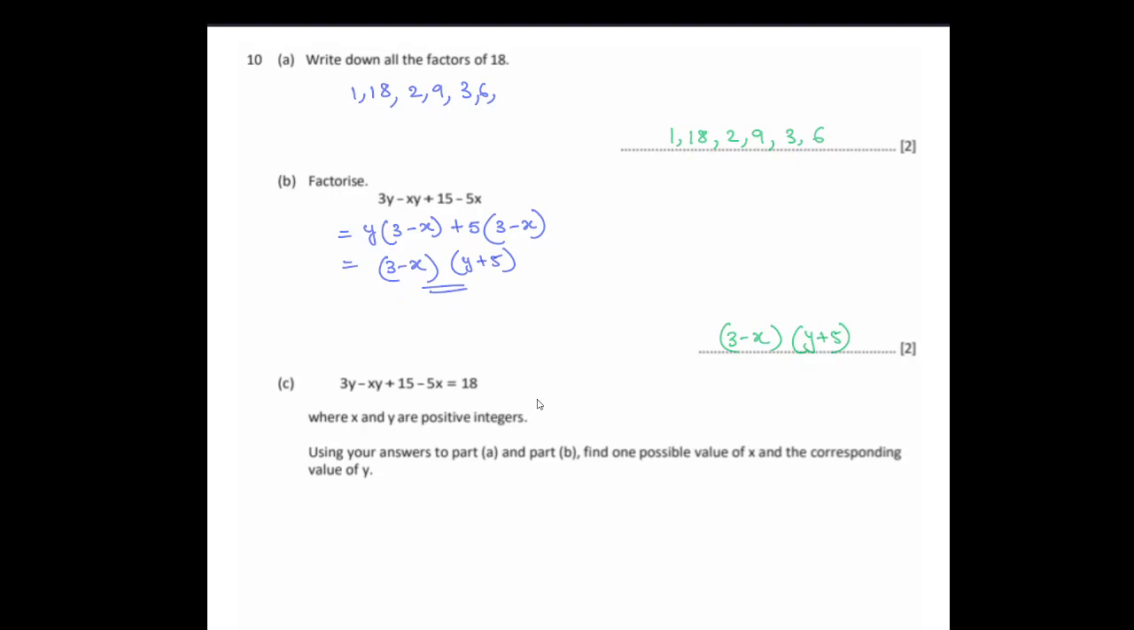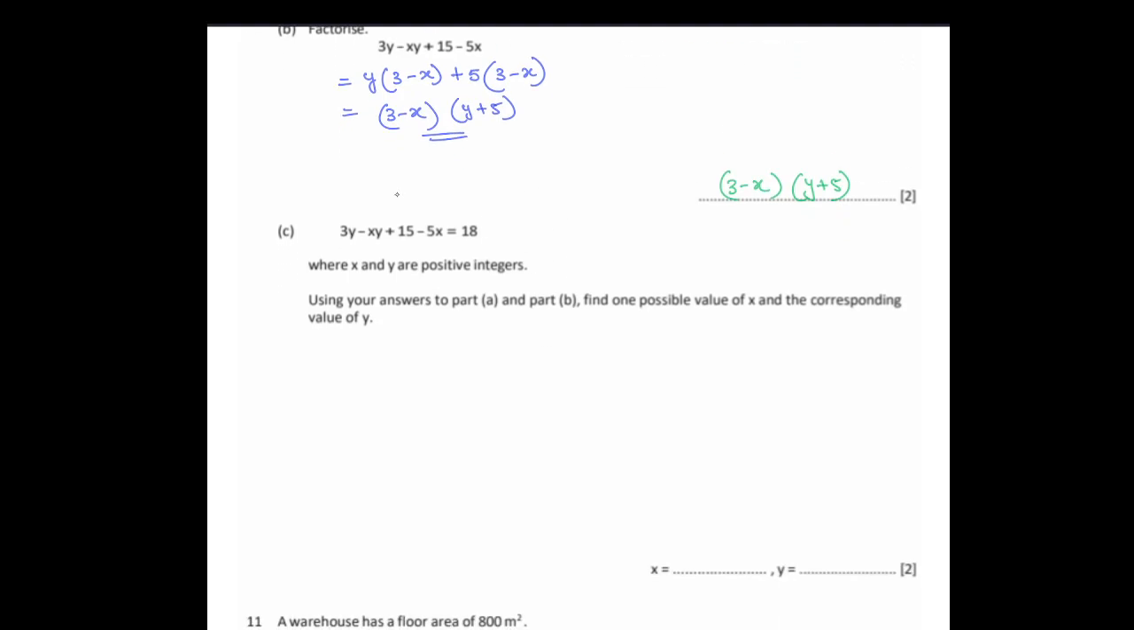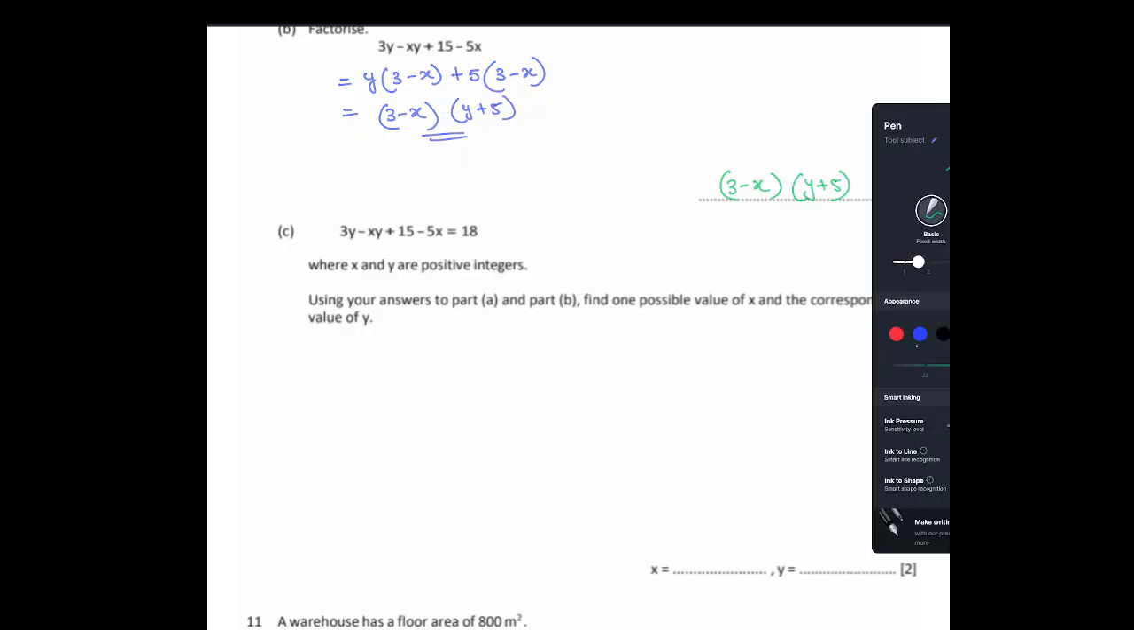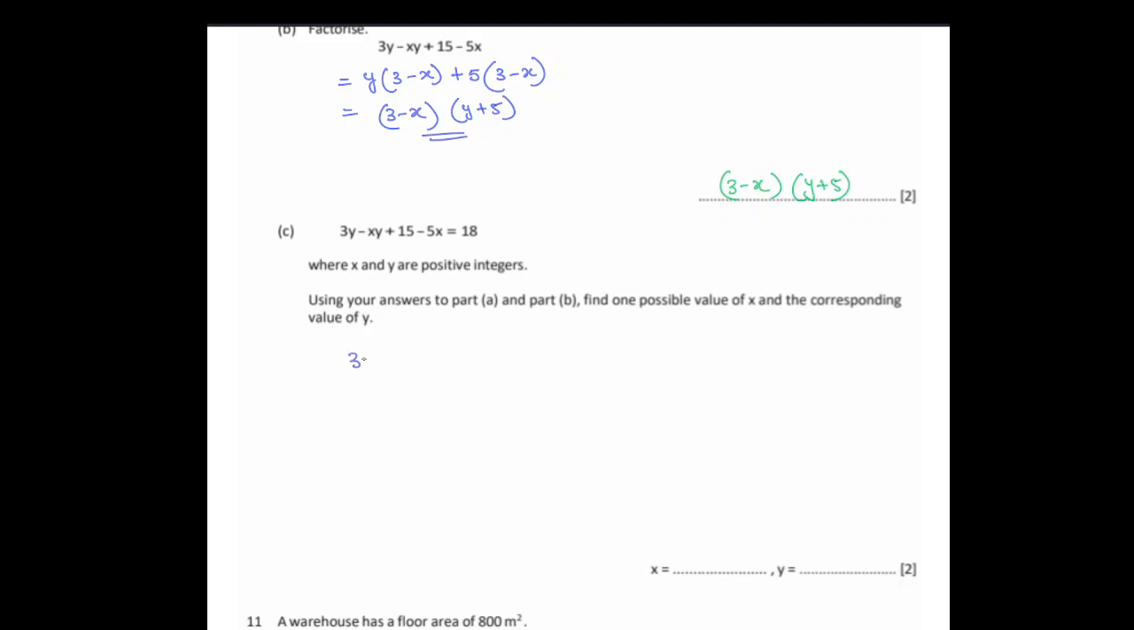Question A and B is done. Now C. 3y minus xy plus 15 minus 5x is equal to 18, where x and y are positive integers. Using your answers to part A and part B, find one possible value of x and the corresponding value of y. Now when you factorized this expression, this is the same expression which they gave in question B. So take that factorization now and equate it with 18. So, I'm directly taking the factorized form.